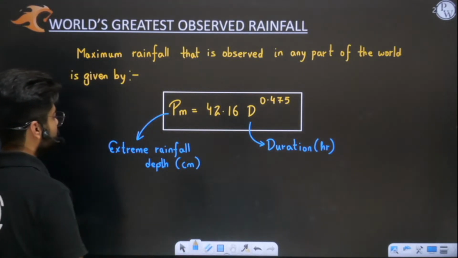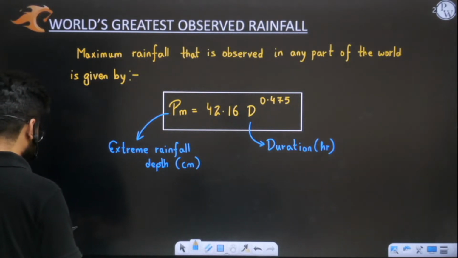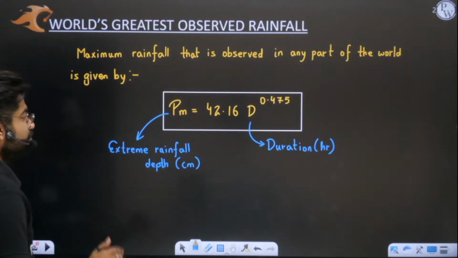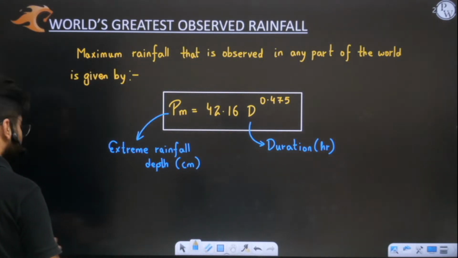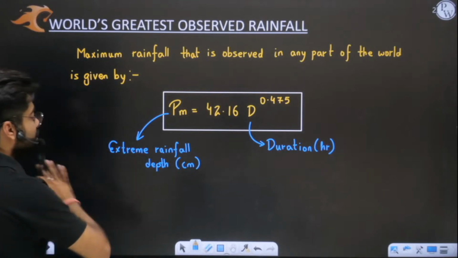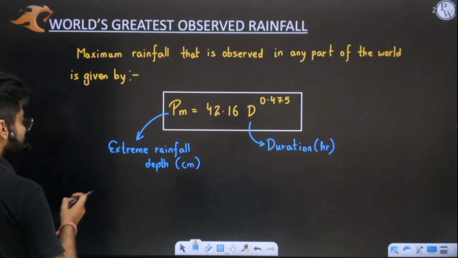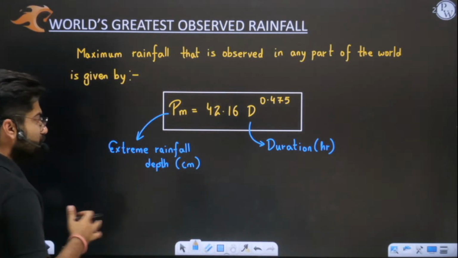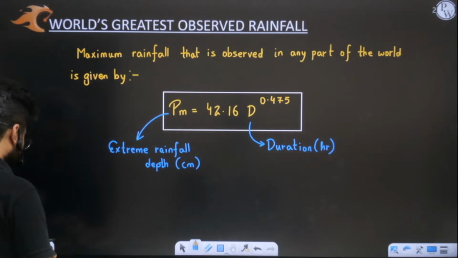I hope this thing is clear to you. It is the extreme rainfall depth. Simply by putting the duration of rainfall, you will be able to find the extreme rainfall depth in any part of the world. You can apply this equation in any part of the world. Let us say you are in Brazil, let us say you are in India, let us say you are in Kerala, or be it any part of any state or country, be it any part of the world.